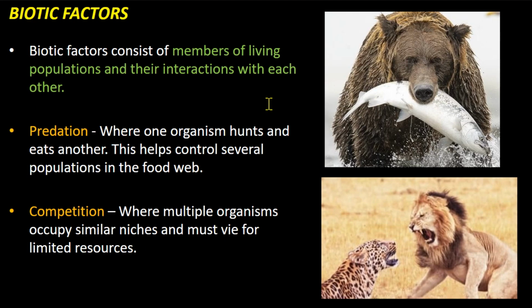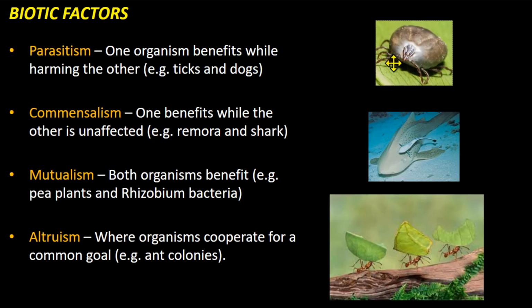Biotic factors consist of members of living populations and their interactions with each other. Examples would include predation, where one organism hunts and eats another. This helps to control several populations in the food web. Competition, you can have interspecies or intraspecies competition where multiple organisms occupy similar niches and must vie for limited resources or territory. Parasitism, one organism benefits while harming the other one. Example would be ticks and dogs.